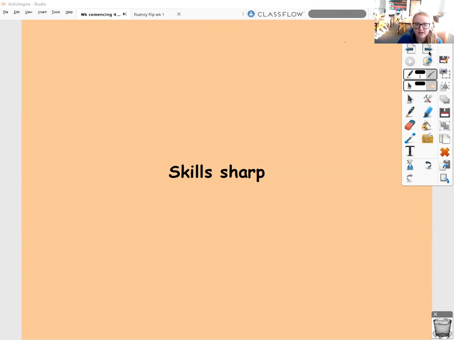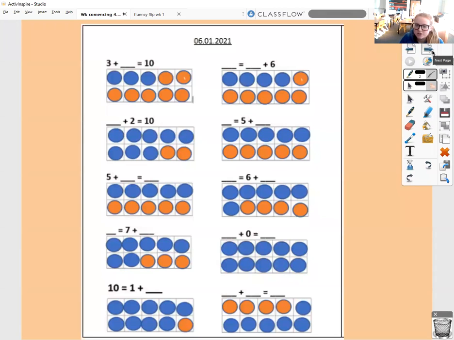Today we're going to be carrying on looking at maths. We're going to start though first with our skill sharp. So let's have a quick go at number bonds to 10 using counters and tens frames. If you could pause the screen and have a go at these on a piece of paper and then you can send them to us afterwards, that'd be fantastic. Off you go.